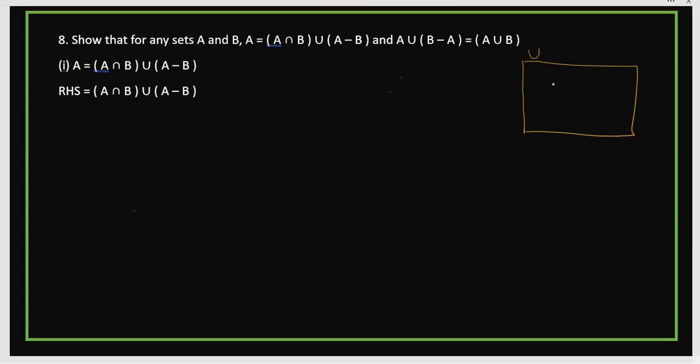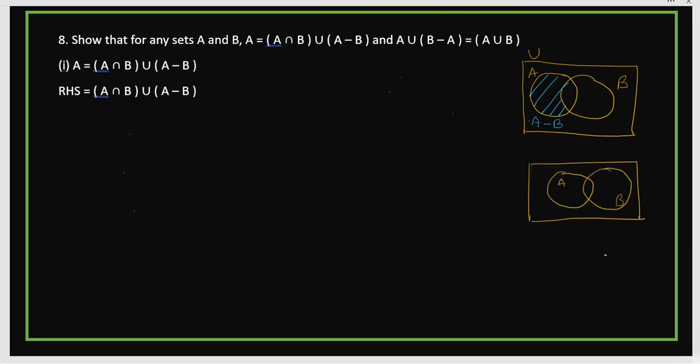Okay. This is the universal set, and it takes two sets. This is A and this is B. What is A minus B here? A minus B is this. We'll take another universal set and A and B. What is B complement here? Leaving B, everything else is the B complement. This red portion is B complement.